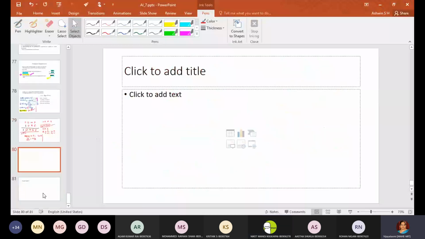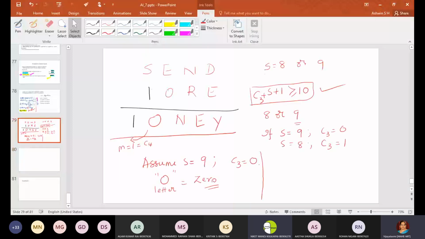Ma'am, when you said that you have to assign a number to an alphabet, doesn't that even include the carry? Like C3 can't be given the value of 1, right? No, C3 I can give the 1. Suppose I am assuming S is equal to 8, then C3 has to be 1, right? Yes, ma'am.